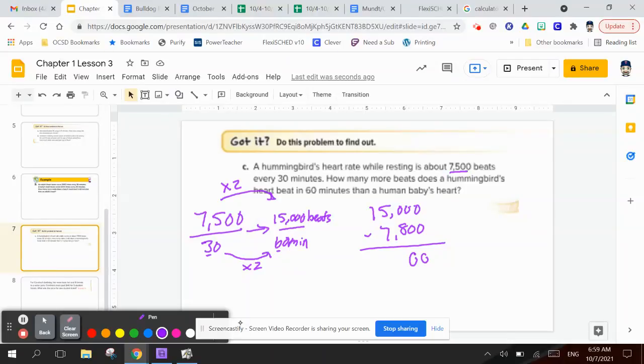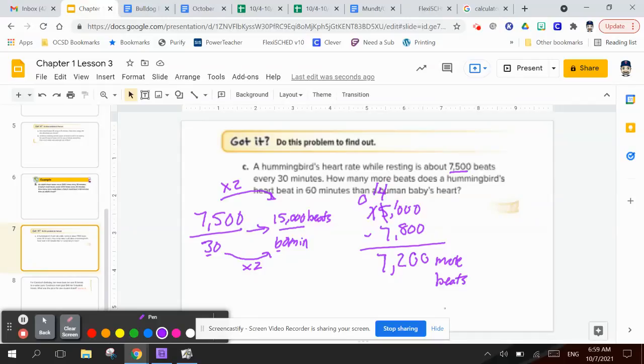I cannot take 8 cookies away if I don't have any. So I go to my neighbors. I borrow. I regroup. I get 4. I take away 1 package of 10 cookies. 10 minus 8 is 2. I have 4 minus 7, so I can't do that, or 7 minus 4. So I go to my neighbor. I get 1 package of 10 cookies. I add that to the 4 that I already have. 14 minus 7 is 7, and that is 7,200 more beats.